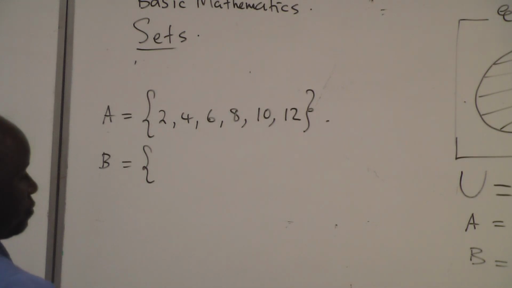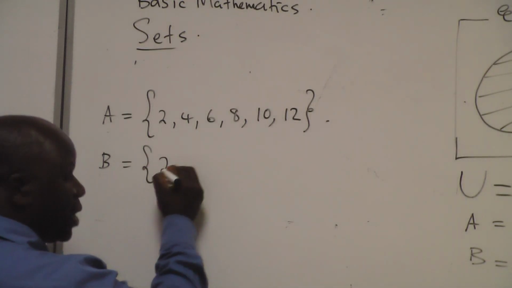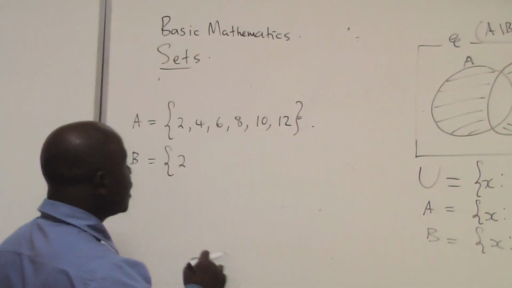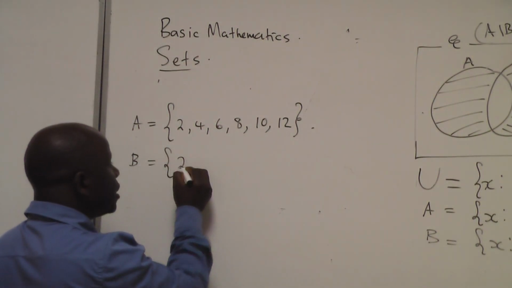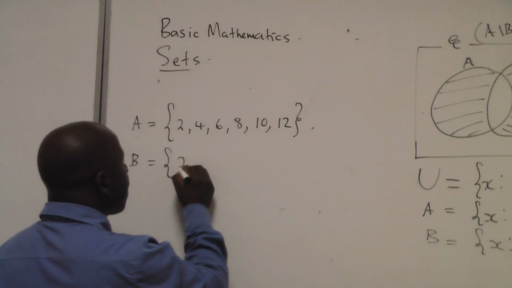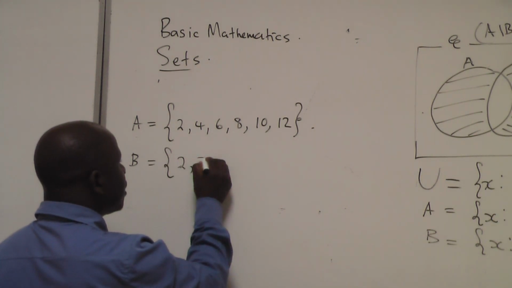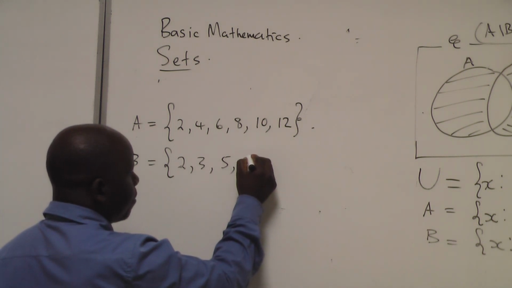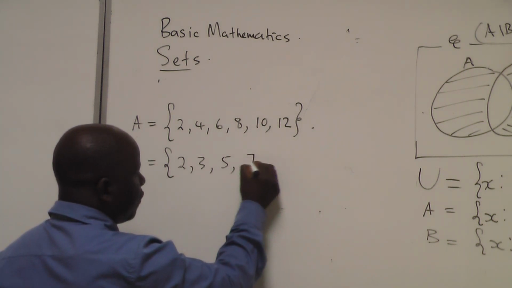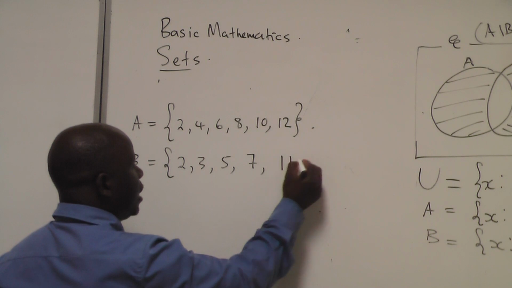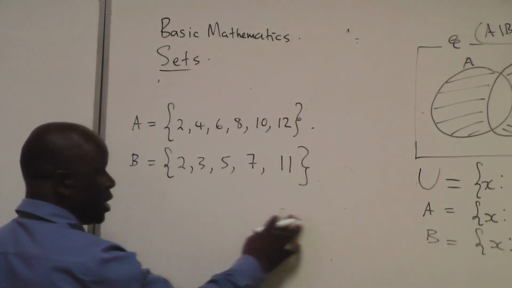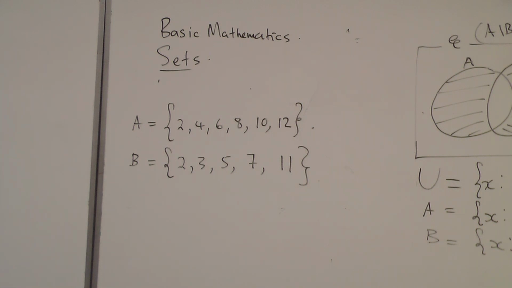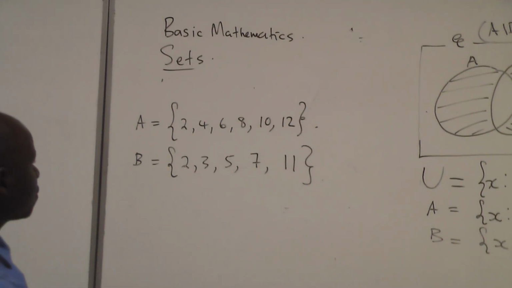0 up to 12. We start with the 2. Remember, 2 is the only prime even number. 2 is the only even number which is also prime. So 2, 3, 5, 7, and 11. A prime number has two factors, 1 and itself. And that definition is assumed, and you must know.